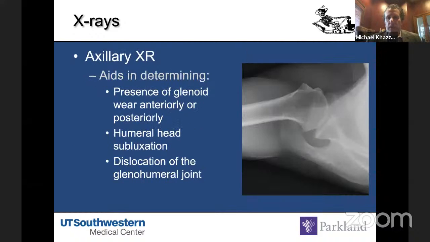The X-ray radiograph is critical in aiding in assessment of wear pattern, presence of wear anterior posteriorly, humeral head subluxation, dislocation of the glenohumeral joint, line medialization, wear pattern. The position of the humerus is critical in assessing and determining what is the most appropriate modality for treatment of the arthritis, because these are linked to survivorship and outcomes.